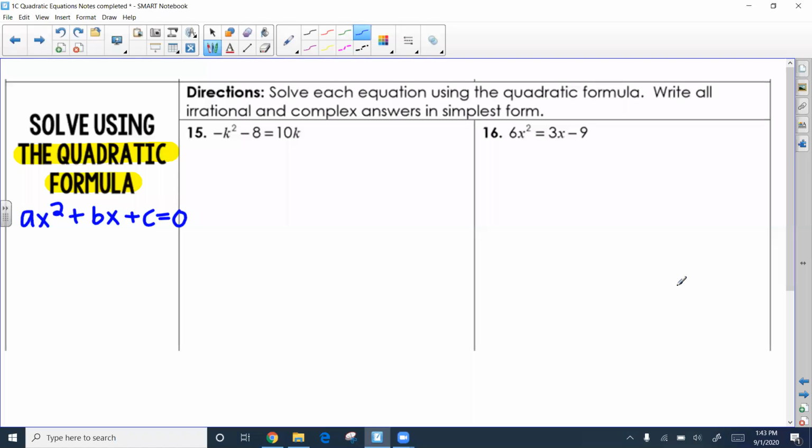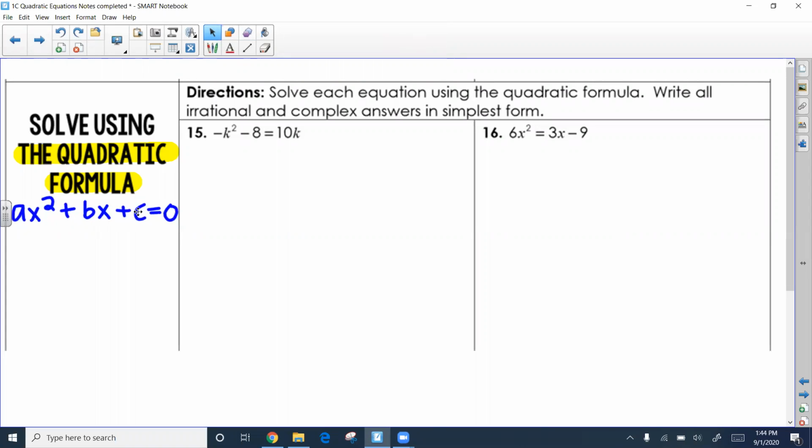Okay, so if we're solving using the quadratic formula, first we need to get one side equal to 0. So make sure your equation is in this form: ax squared plus bx plus c equals 0. And then in order to use the quadratic formula, we need to know a, b, and c. A, b, and c are numbers. A is the coefficient of x squared, b is the coefficient of x, and then c is the constant.